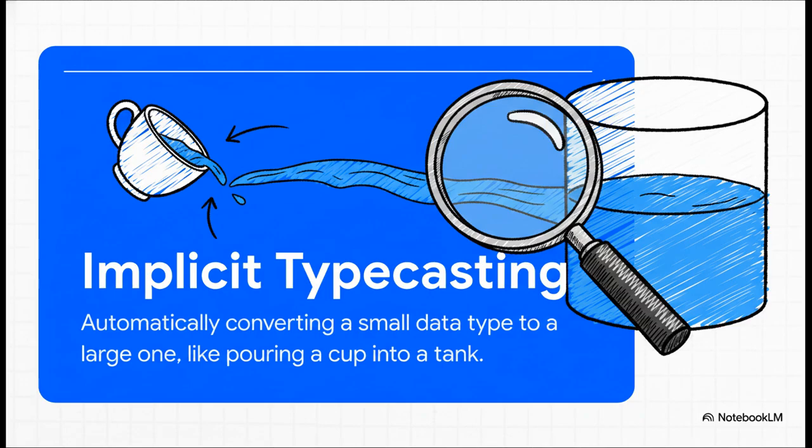So, how exactly does Java handle these different sizes of data? Well, it does it through something called typecasting. Imagine you have a small cup of water. That cup is like a small data type, say a byte. Now, imagine pouring that cup into a massive water tank, like a double or a long. It fits perfectly without spilling a single drop, right? That is implicit typecasting. Java just automatically converts a small data type to a large one safely. But try pouring that massive tank back into the tiny cup, and you're going to lose data. That requires explicit permission from you, the programmer.